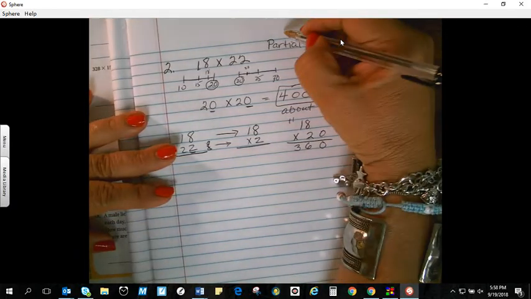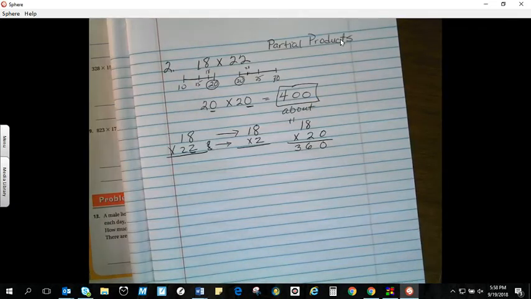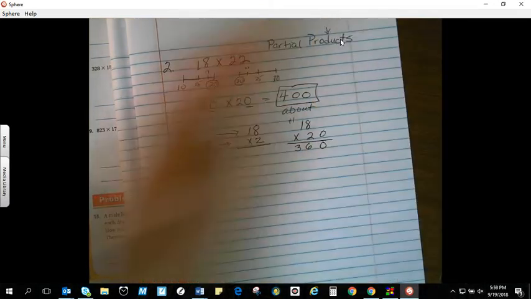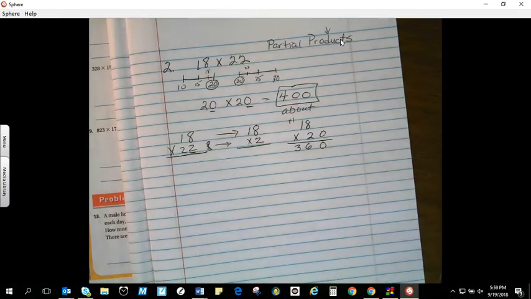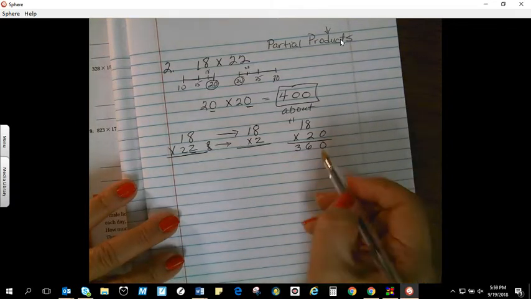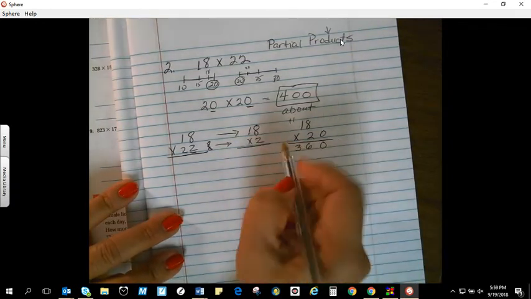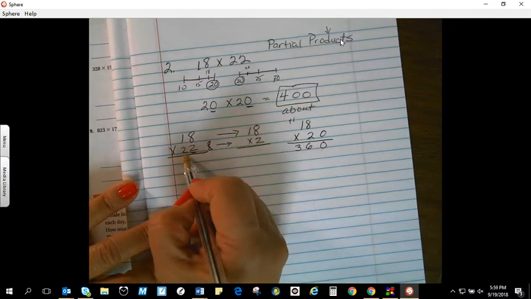Well, partial is just a part of, it's not the complete. So I'm going to have part of an answer. Product means an answer to a multiplication problem. So I have part of an answer to a multiplication problem, and that's what we're doing. Now I'm going to get the other part to this multiplication problem.